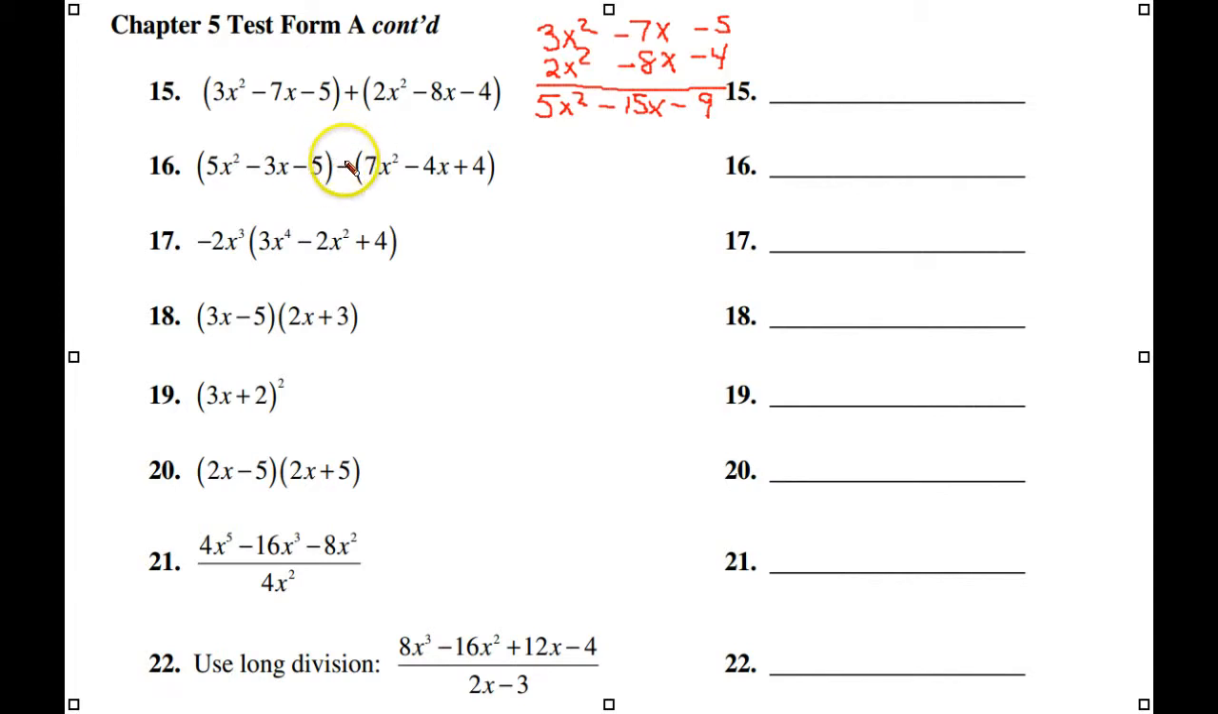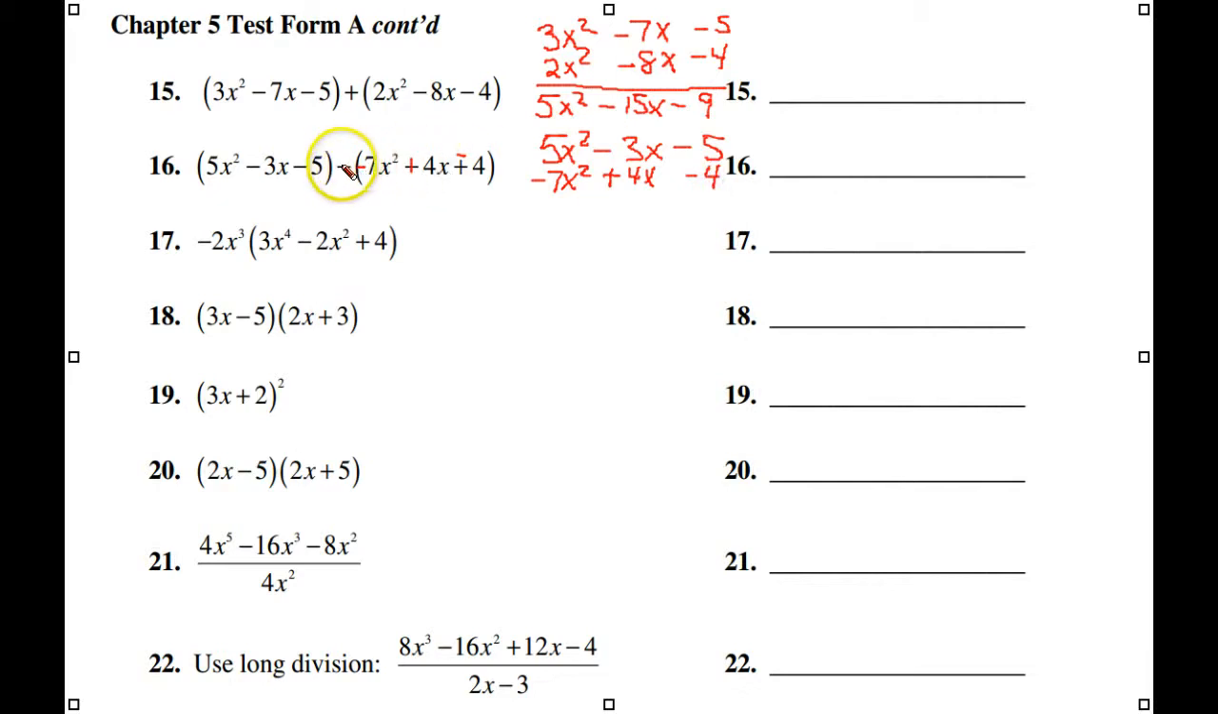So again, a technique would be, write your top row here, 5x squared minus 3x minus 5. But now, since this is subtraction, when I take away the parentheses, I have to change each of these signs to their opposite. So this will become a negative, this will become a positive, and this will become a negative. So when I line them up now, this is a negative 7x squared, a positive 4x, and a negative 4.